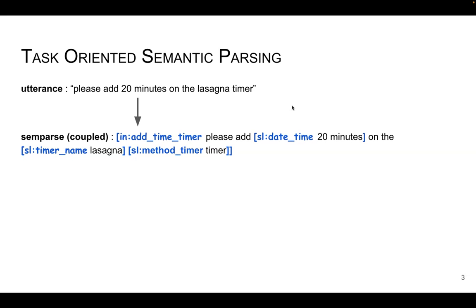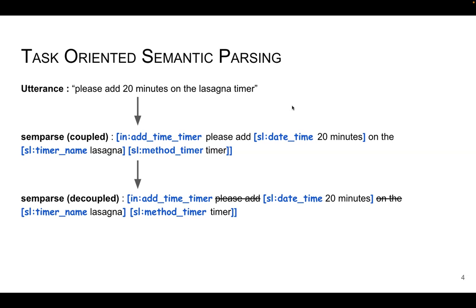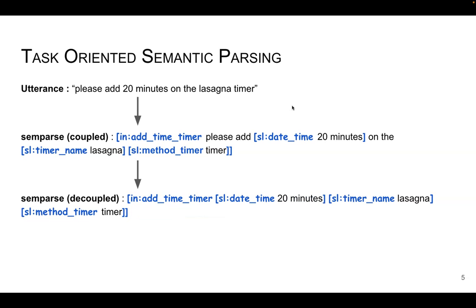There are also some words which are not useful, for example, please add on the, because we already know the intent and only the slot values, which come from the utterance, are important. For example, lasagna timer, 20 minutes. So we can also remove these words and make the representation a bit cleaner. This is called the decoupled representation of the semantic parse.